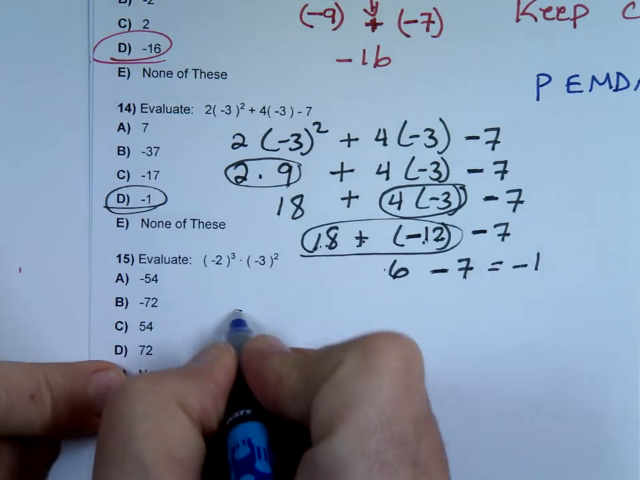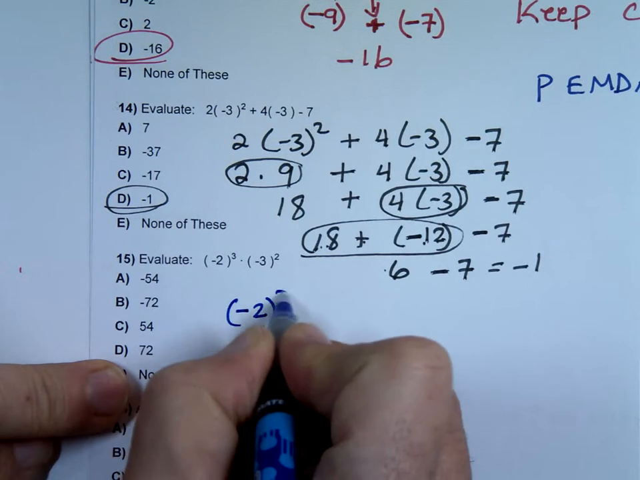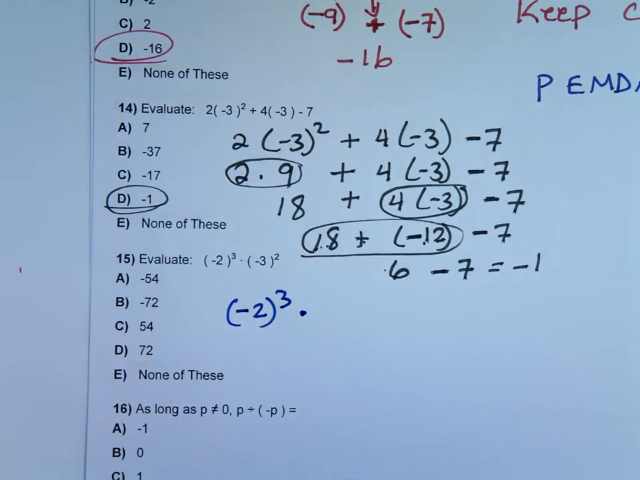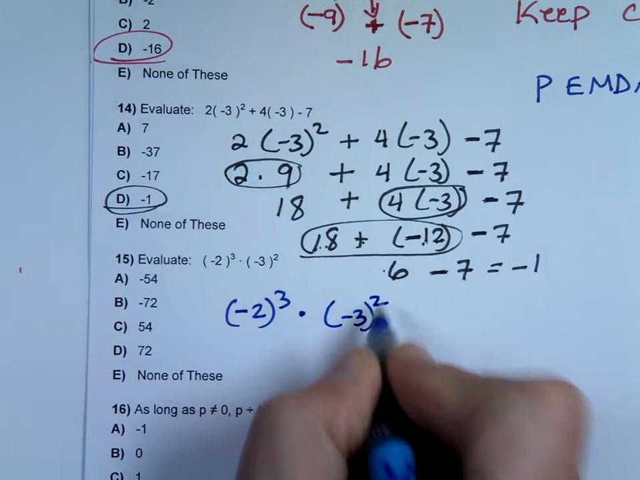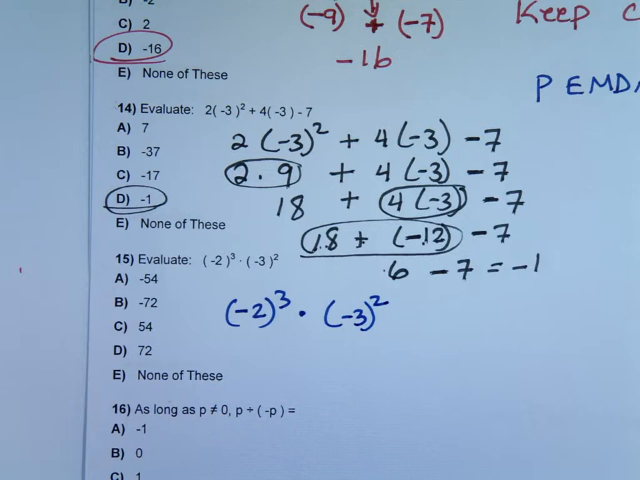Negative 2 cubed, negative 3 squared. We want to multiply them. Let's find the answer to each one first, because exponents come first. What's negative 2 cubed? It's minus 2 times a minus 2 times a minus 2. How many times? 3 times. That's a negative.